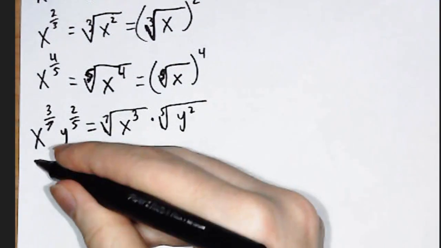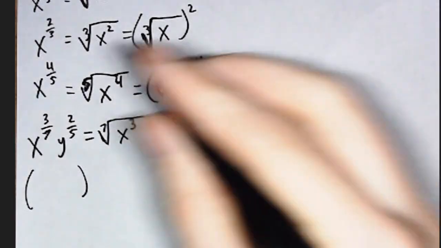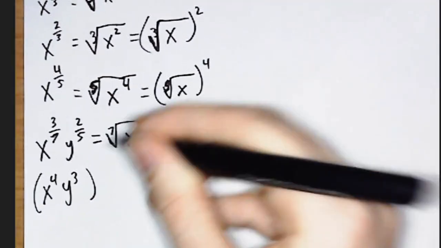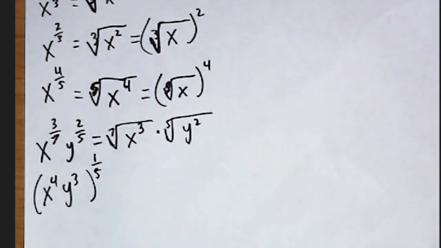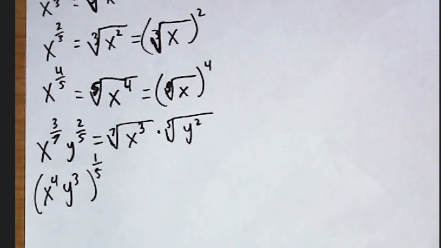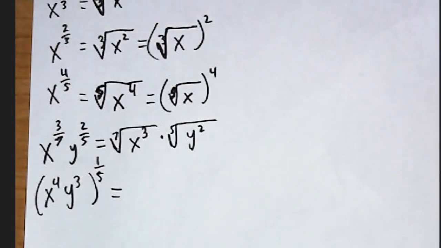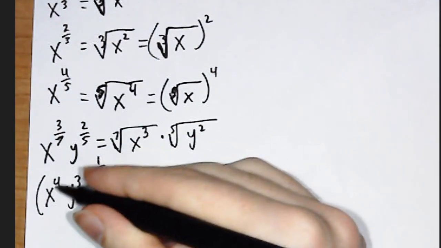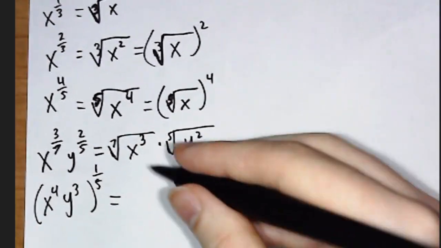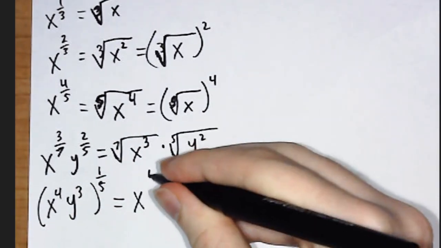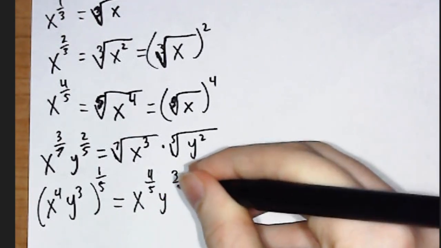The last one, which I want you to take a moment to try on your own, is x to the 4th, y to the 3rd, all of it raised to the 1/5. So pause the video, take a moment to try to rewrite this expression in radical form. And there are two ways to do it. Okay, so I'm going to do this the long way. Since these are both exponents, and we have an exponent on the outside, we can distribute this exponent and make this into x to the 4/5, y to the 3/5.